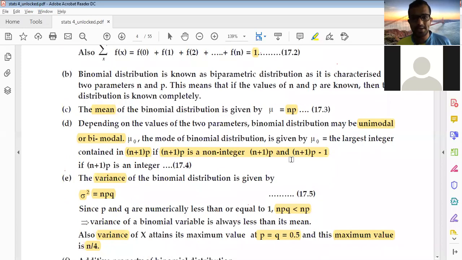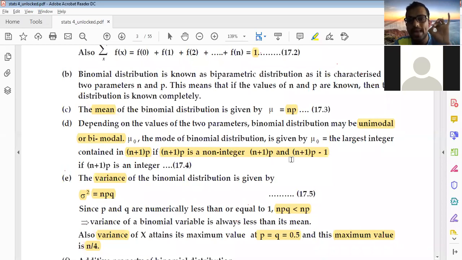We saw some more points. Firstly, we had some confusion, but later we cleared it, saying that binomial distribution can be unimodal or bimodal. Sometimes it might have only one mode, sometimes it might have two modes. So it can have one mode or two modes. And how do we identify the mode? We saw that we use N plus 1 into P.